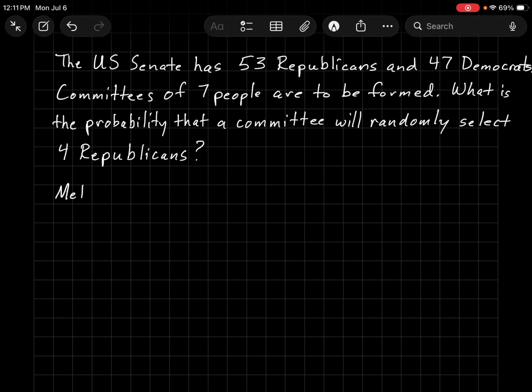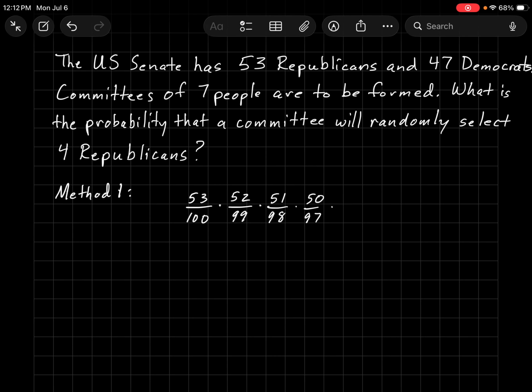So the first method, kind of the old way of doing things, is the following. I'm going to start by assuming that the first 4 we choose are Republicans. So the first choice, there are 53 Republicans out of 100 senators. Now the second one is also Republican, so we'll do 52 left over out of 99 senators total left over. And then the third one, Republican, there are 51 leftover Republicans out of 98 leftover senators. And then the fourth one was Republican as well, so 50 out of 97.